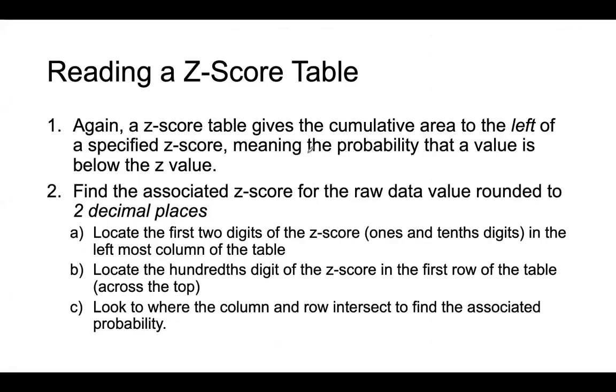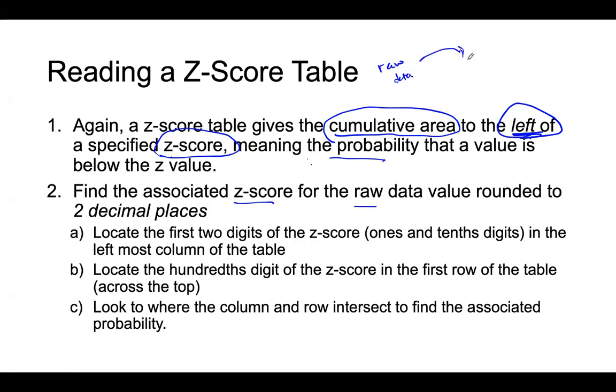So again, a Z table gives the cumulative area to the left of a specified z-score. So if we have that z-score, then we can find the probability that a value is below the z value. So we find the associated z-score from the raw data. So we go from the raw data to the z-score. And from the z-score, we go to the probability.